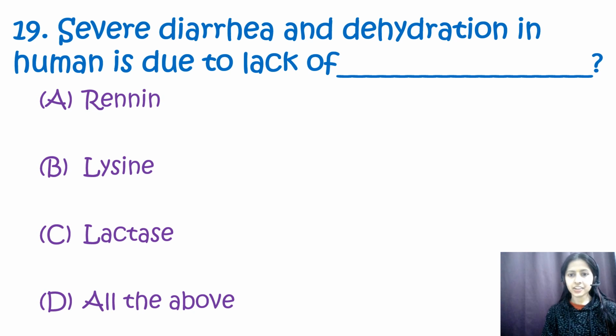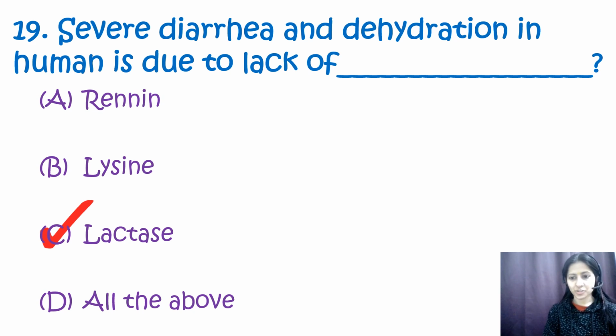So next, number 19. Severe diarrhea and dehydration in humans is due to the lack of option A, renin, option B, lysine, option C, lactase, and option D, all of the above. So the correct option is option C, that is lactase. The lack of lactase, the enzyme that can break down lactose, matters because lactose is a sugar found in milk and other dairy products, and this can lead to diarrhea or dehydration in some humans.